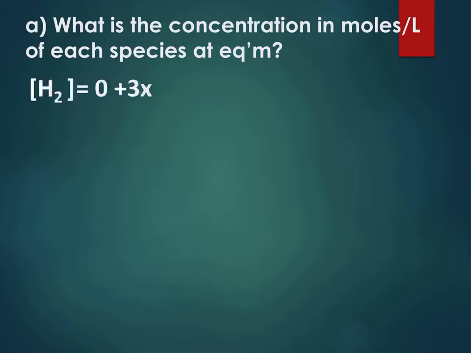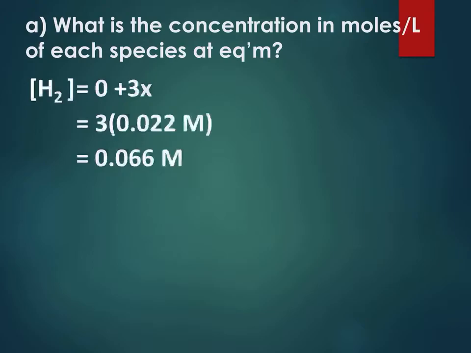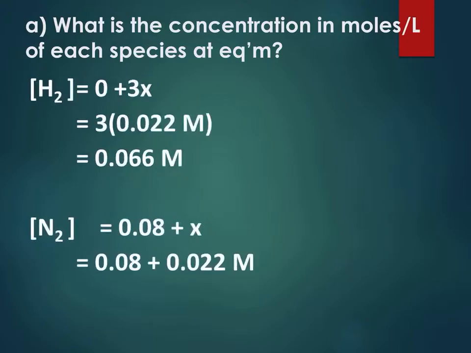So we have 0 plus 3x in the ICE table for H2. Some people will choose to right underneath their ICE table fill in the value. That's fine, it doesn't matter. I chose to keep the 0 here just to emphasize the I plus C equals E. Obviously the 0 doesn't change the math, so moving on, you don't need to do that. Okay, so then we have 3 times 0.022, which makes 0.066 molar. And then N2 is 0.08 plus x. So 0.08 plus 0.022 molar makes 0.12.